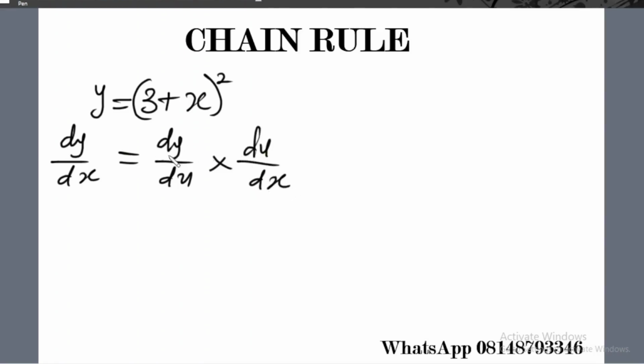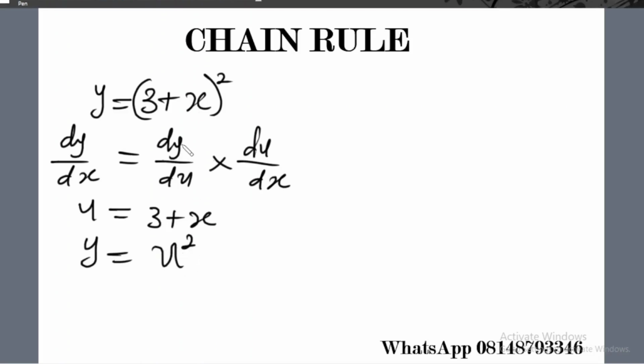Now, if you look at this formula, there are two dominant factors in it, which are y and u. Now, from the question, y equals (3 plus x) squared. So what is u? In solving this problem, u equals 3 plus x. So whenever you see something like this, if y equals something in a bracket, u should be what is inside the bracket when solving a chain rule problem. So since u equals 3 plus x, that means y equals u squared.